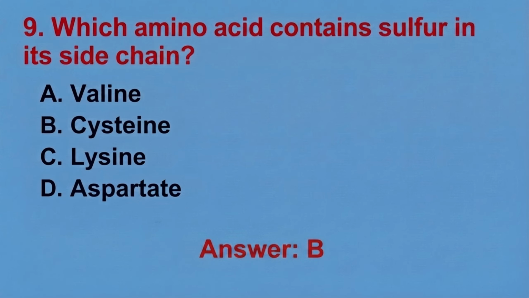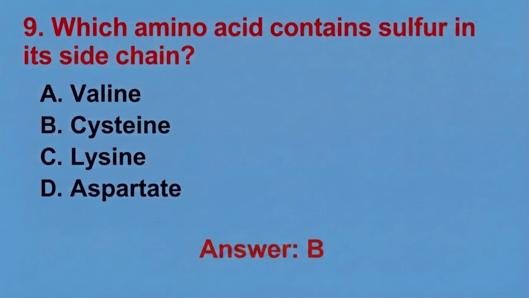So here is an explanation. Cysteine contains a sulfhydryl group, containing sulfur in its side chain. Two cysteine molecules can form disulfide bonds, which help stabilize protein structure.